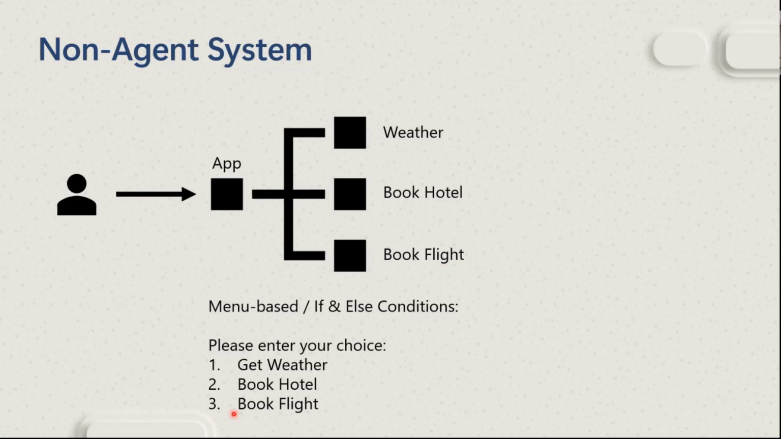But at the back end, what developers would typically do back in the day, or even until today for those not using agents, is they'll have a menu-based if and else conditions system. They'll have a tree wherein you ask the user to enter their choice. If they enter 1, they'll get the weather. If they enter 2, they're able to book a hotel. And then if they enter 3, they'll be able to book a flight.